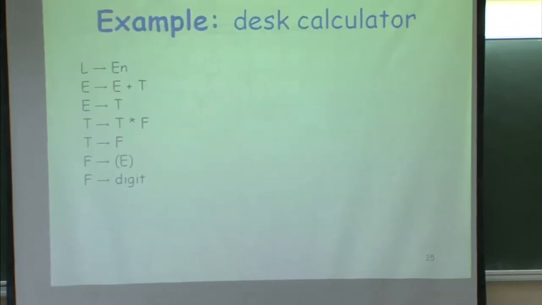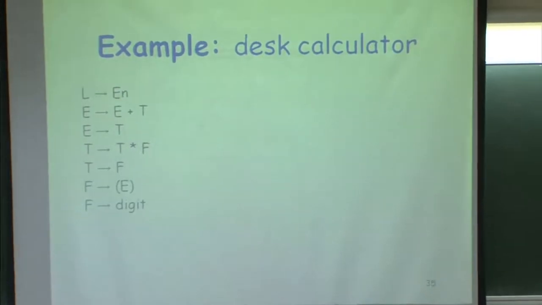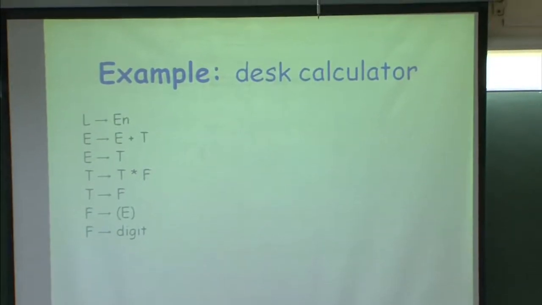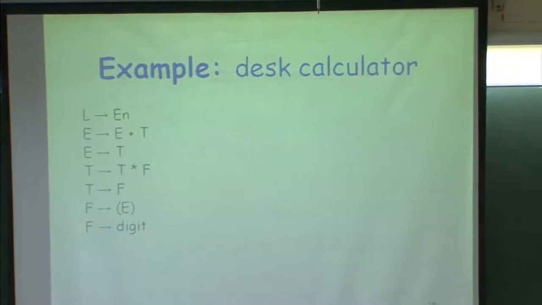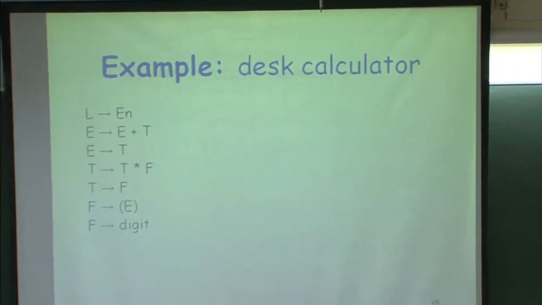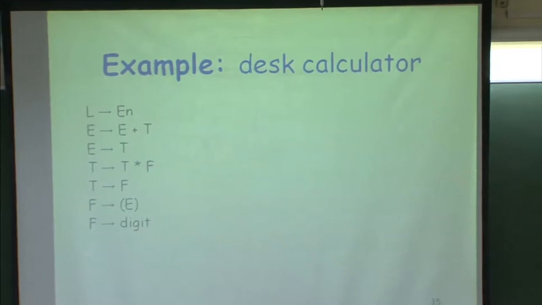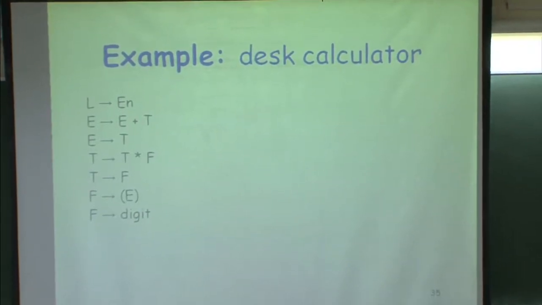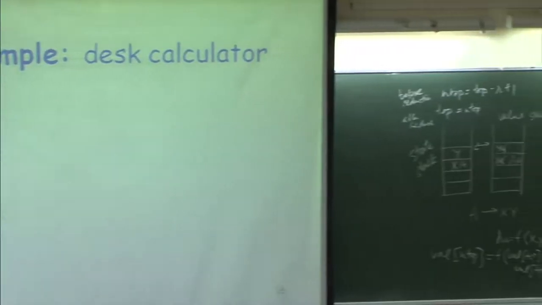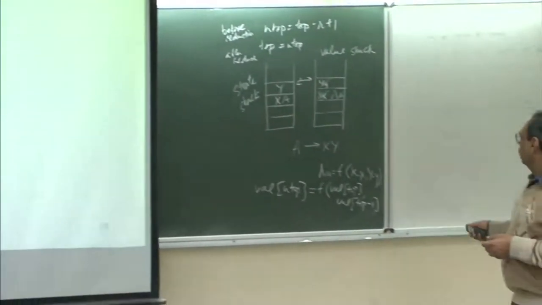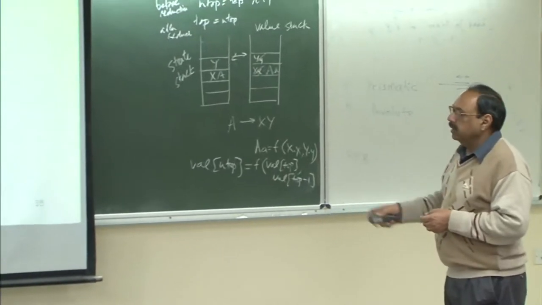So if this is the kind of grammar I have, and this is one of the grammars I started with, suppose I was to write all the actions now in terms of the values. How will I do that? Want to have a crack at it? Use similar logic and write the rules here.